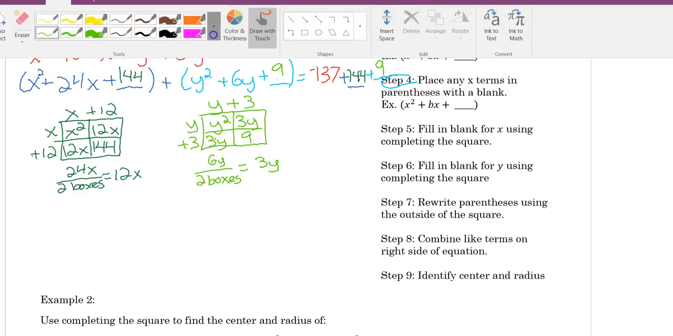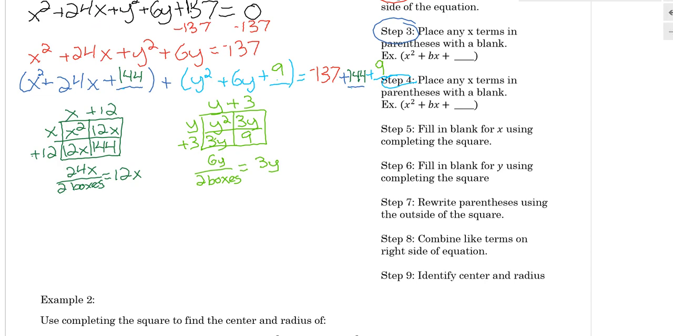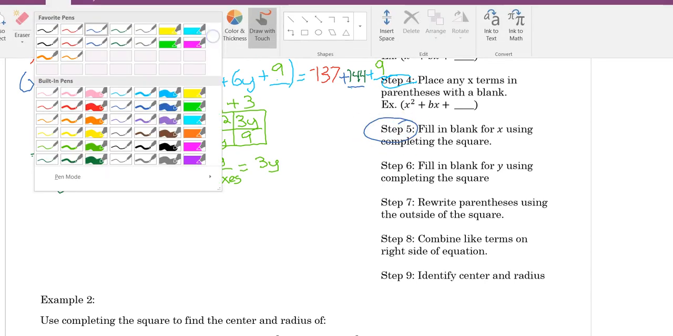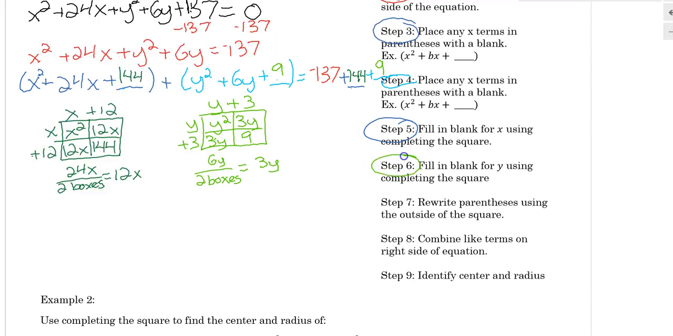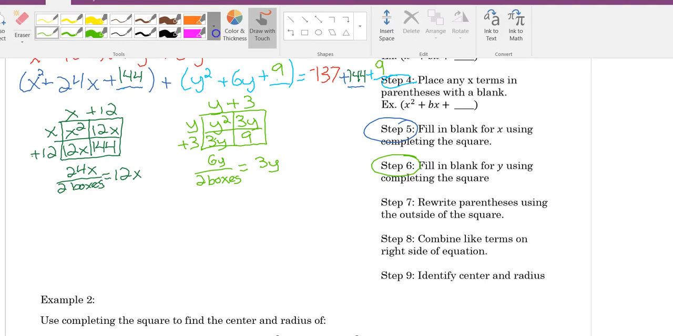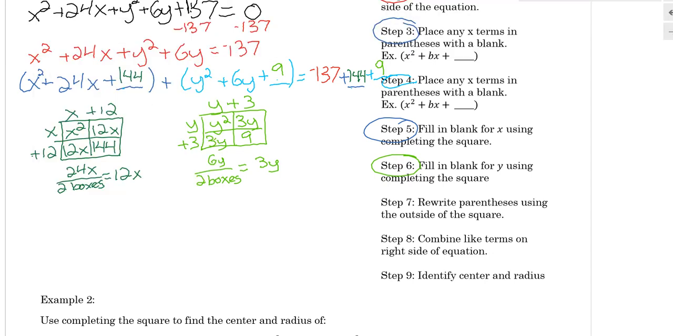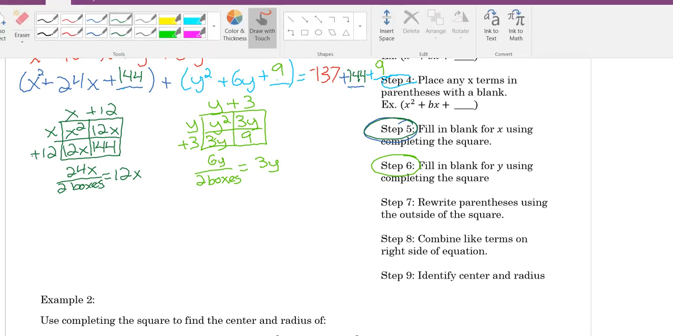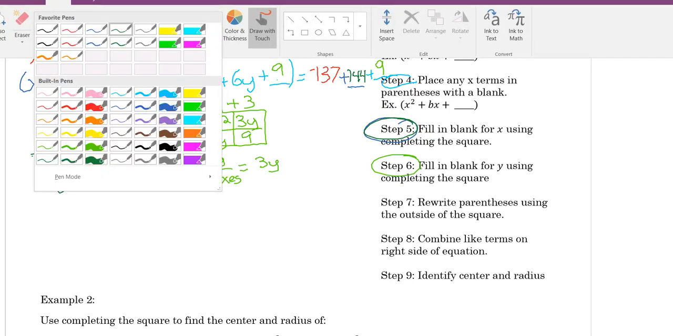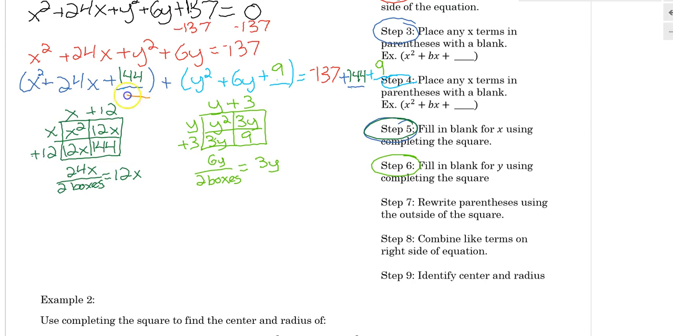Sorry. So that was step 5, right? In step 6, 5 do not get circled in blue. There we go. And then step 7, we write using the parentheses, right? So I'm going to rewrite my x's with what's on the outside. So I have x plus 12 squared.